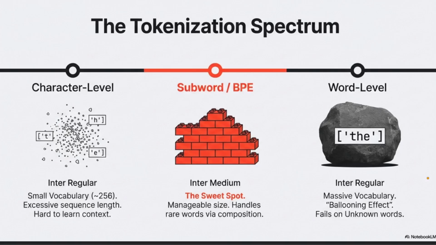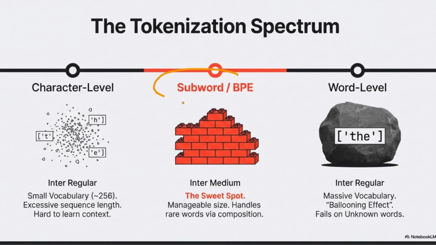Before we look at the algorithm, we have to ask, why do we need it? Historically, we had two extreme choices. We could tokenize by word, which creates a massive vocabulary because every variation of a word needs its own ID. Or we could tokenize by character, which keeps the vocabulary small, but makes sentences incredibly long and harder to train.